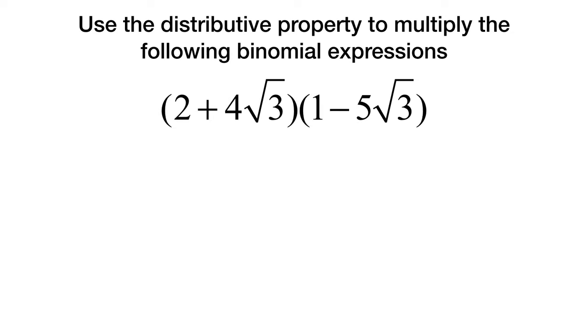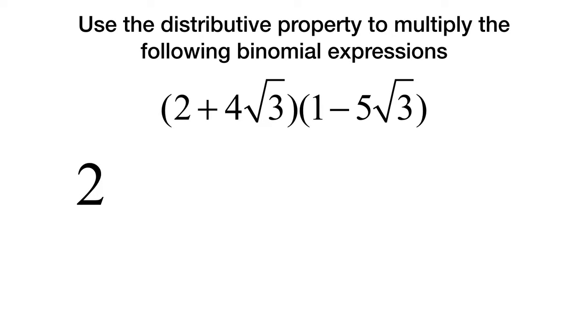And we're back. All right, so let's use the distributive property to multiply the following binomial expressions. So here's our binomial expressions. 2 plus 4 square roots of 3 times 1 minus 5 square roots of 3. So we're going to use FOIL for this. So we're going to start with 2 times 1. That's the F, or first, and that's just 2.